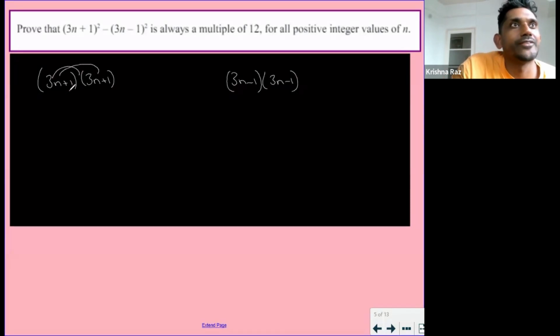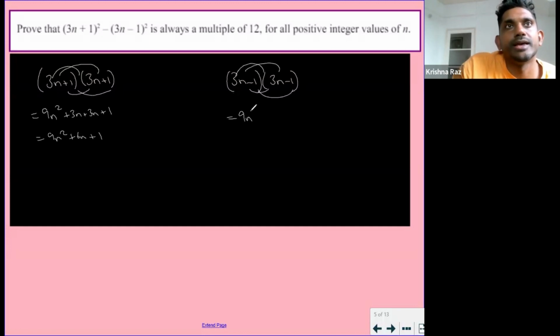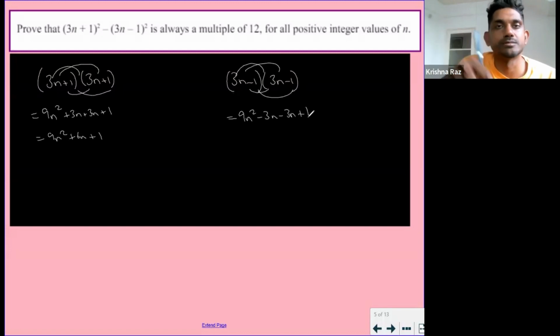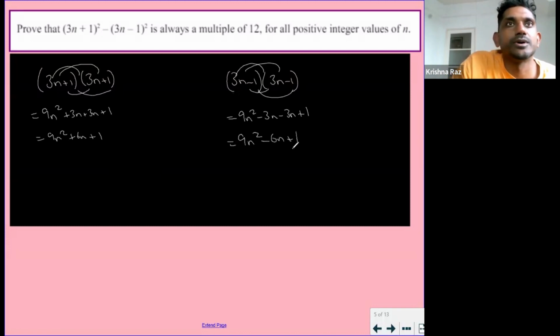So first, outer, inner, last, we're going to get 9n squared plus 3n plus 3n plus 1, which is 9n squared plus 6n plus 1. And here, when we do first, outer, inner, last, we're going to get 9n squared minus 3n minus 3n plus 1, because minus 1 times minus 1 is positive 1. So 9n squared minus 6n plus 1.